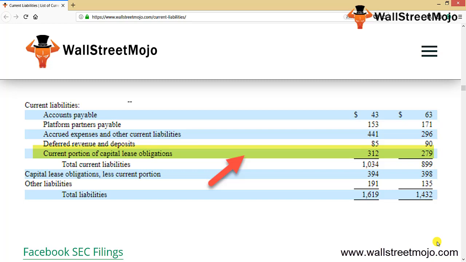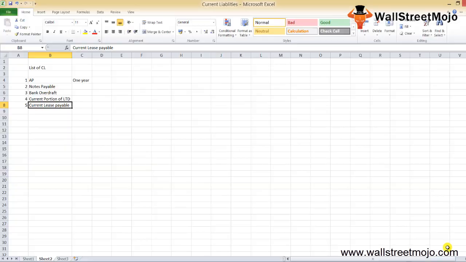Now this is again an extract of the current liabilities, which includes the current portion of the capital lease obligation. As you can see, this is basically Facebook's extract from the SEC filings. Facebook's current portion of the capital lease was 312 million and that was 279 million in 2011.